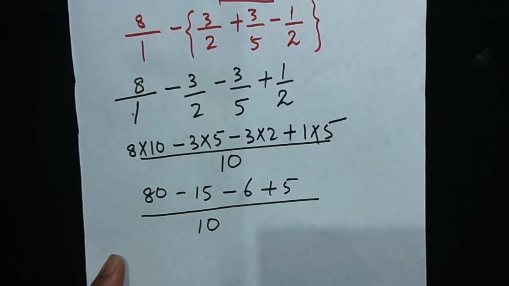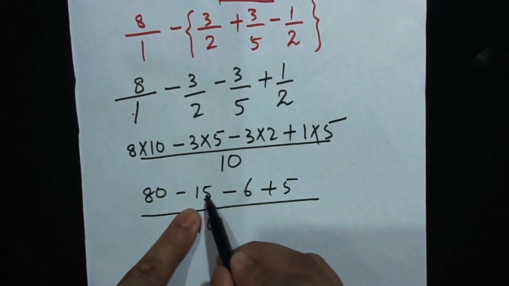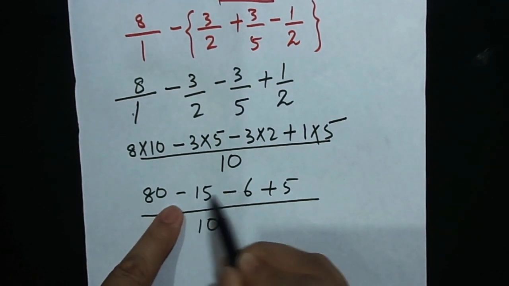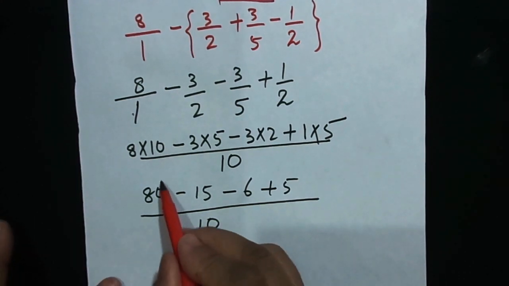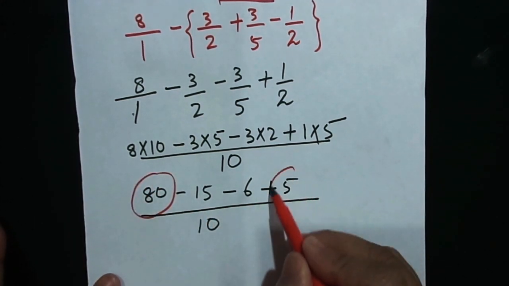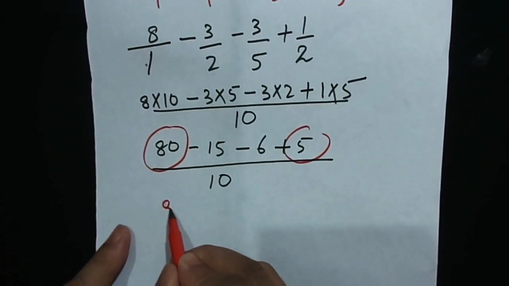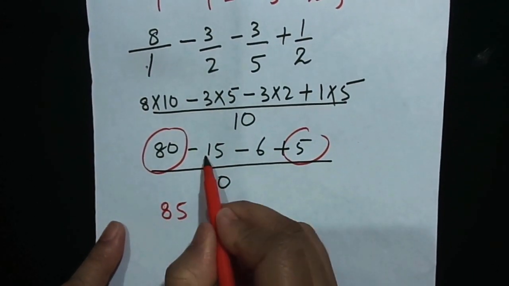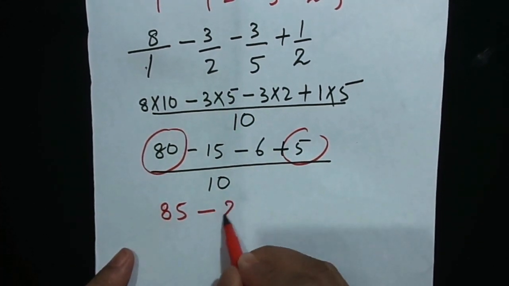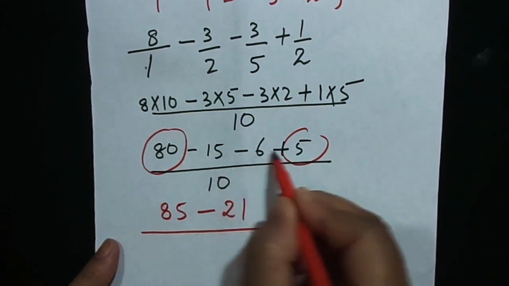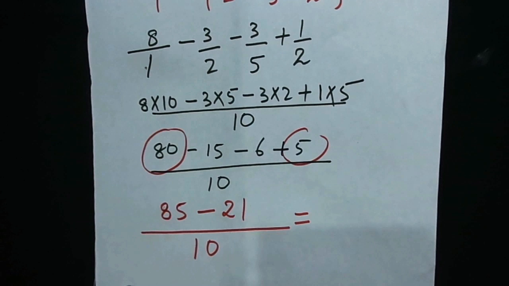Oh, so what we need to do? Let us add the values having the same sign. So 80 and 5 have the same sign, so I'll add these two as 85, and minus 15 and minus 6 will be equal to minus 21. Same sign get added.